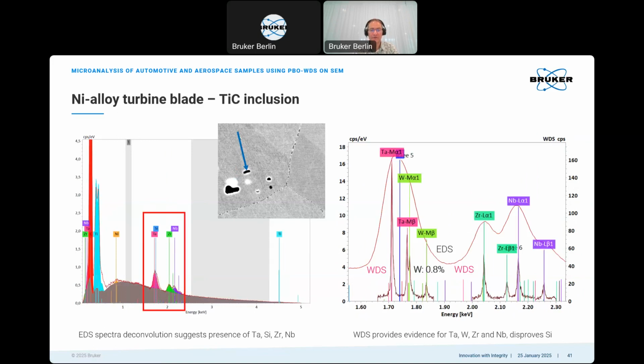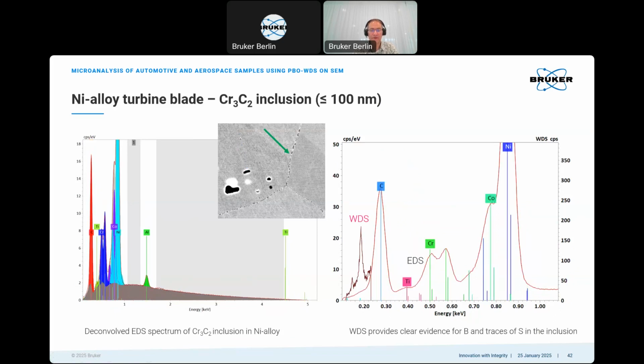We have a look on the second type of inclusions, titanium carbides. And here, besides titanium and carbon, they contain some minor elements which strongly overlap. And with WDS, we can easily find tantalum and tungsten also, which was not indicated. We can rule out the silicon. We can find the zircon and niobium. So all in the lower percentage range, or the tungsten even below 1%.